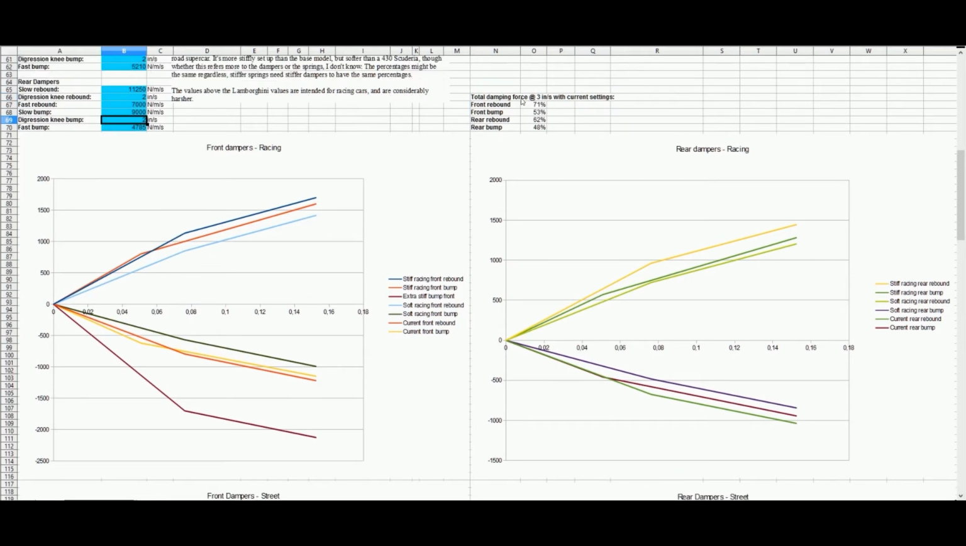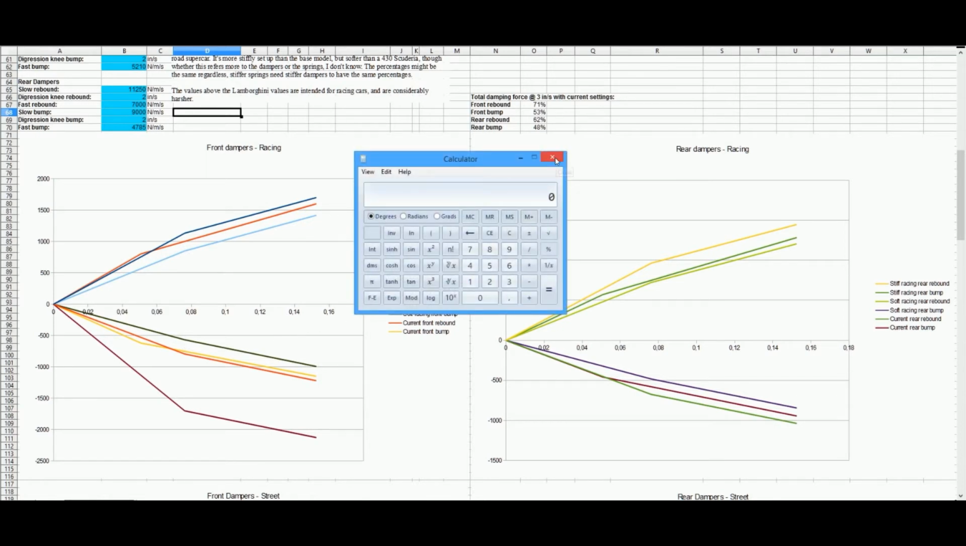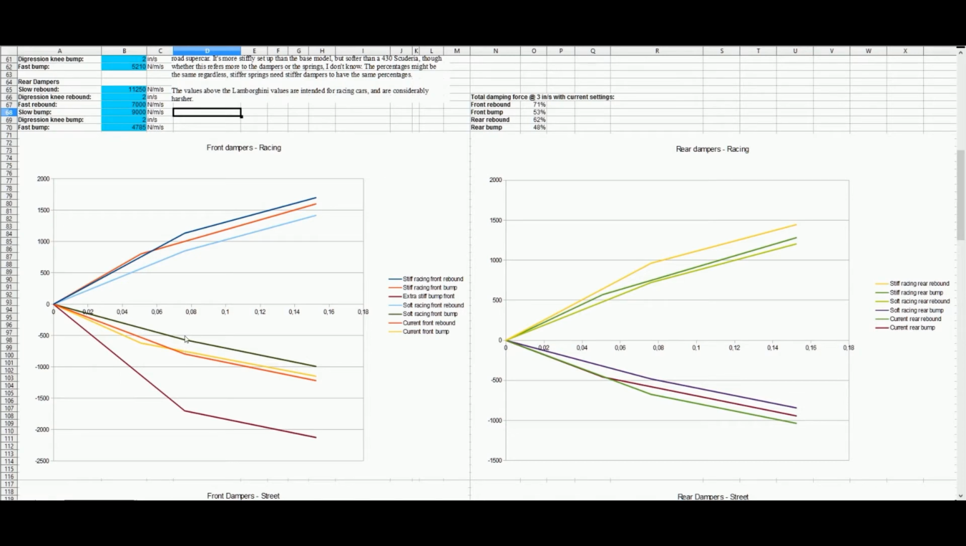So if we look up here, we can see that at 3 inches per second the front rebound is 71%. This point here would be 60%, this would be 80%, so it is right around 71%. The bump is a little bit trickier because it's 70% of 80%. So 70% of 80% is 57%. And 50% of 80% is obviously 40% here. So this would be 57% where this line bends, and where this line bends would be 40%.